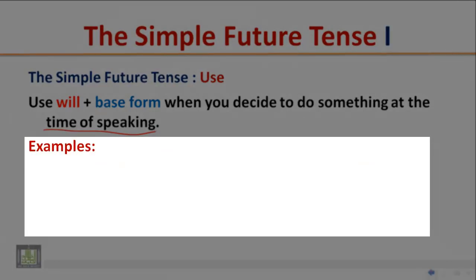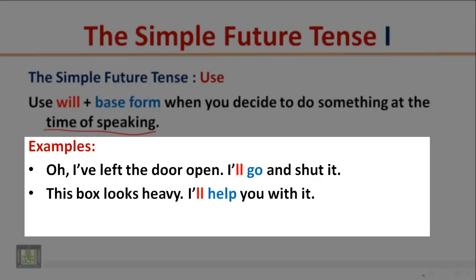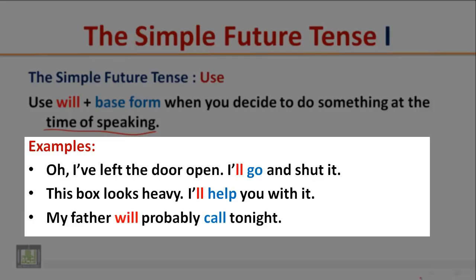Examples. Oh, I've left the door open. I'll go and shut it. This box looks heavy. I'll help you with it. My father will probably call tonight. Notice that the decision to take these actions is taken at the time of speaking.